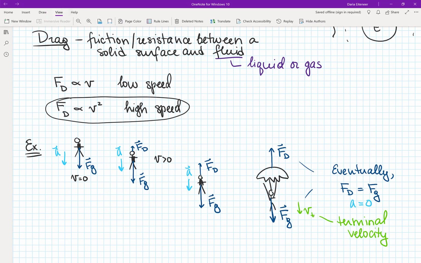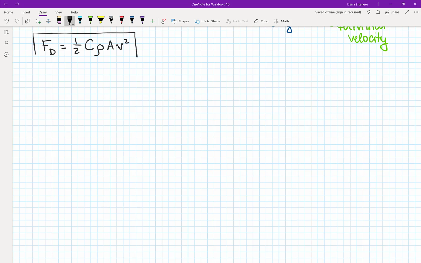So let me give you an actual equation that allows us to calculate force of drag. There are a couple different ways of writing it, but this is how I'm going to write it: 1/2 capital C rho A V squared. This I'm going to box. V is kind of self-explanatory, that's speed. This letter here is a Greek letter rho, don't call it P.